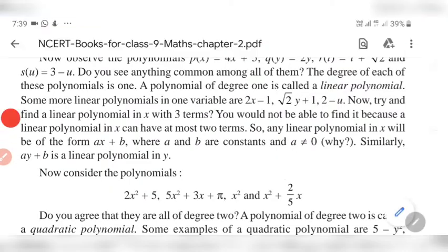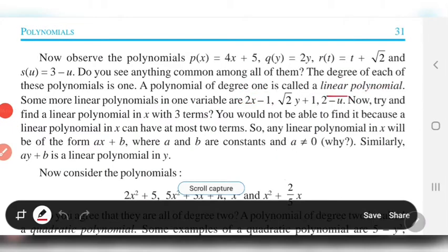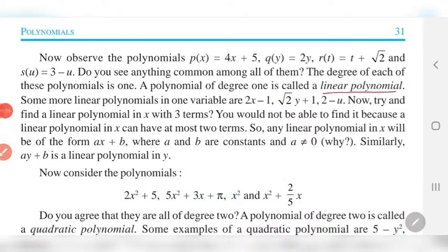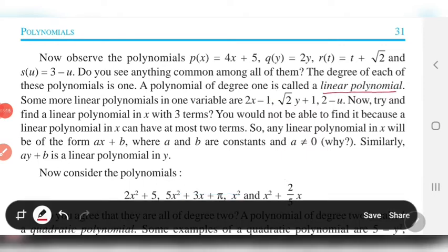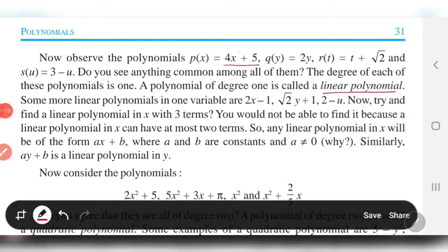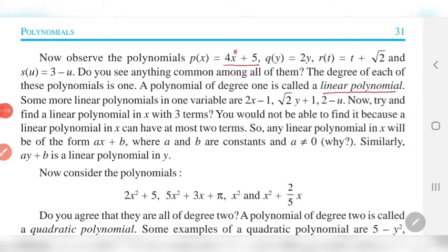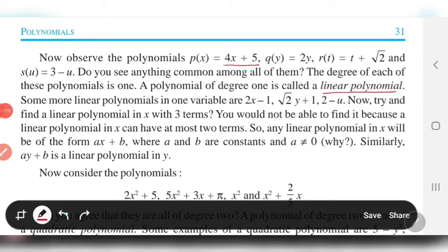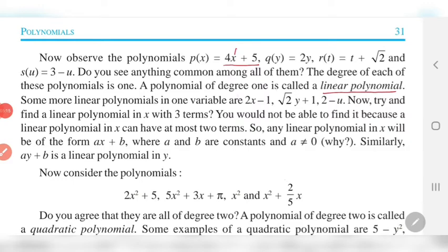Now let us see about linear polynomial. So what does it mean? A linear polynomial is any expression where the variable's exponent is 1. So here you see 4x plus 5. x doesn't have any exponent here, so you take it as 1. If there is no exponent, you take it as 1.